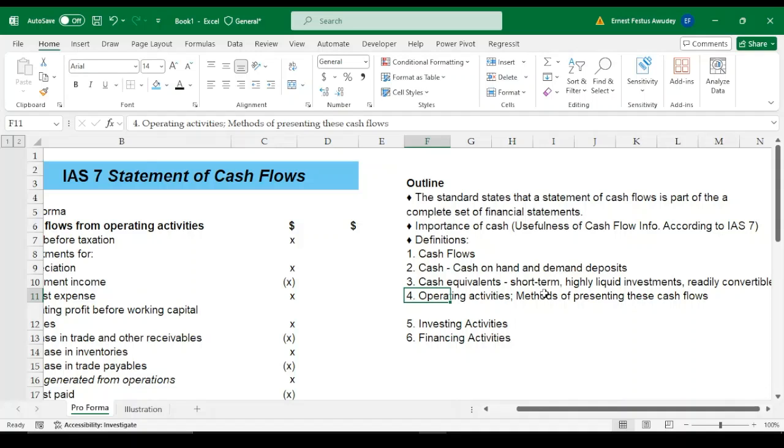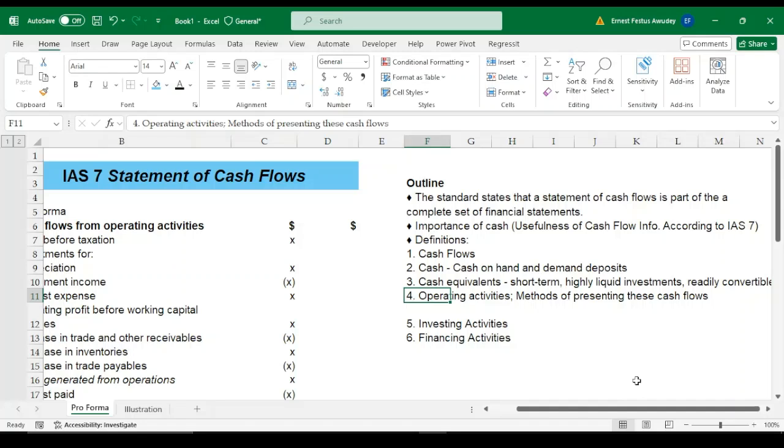When you talk about cash equivalents, that is what you are talking about. They are short-term, highly liquid investments. Highly liquid means they are easily convertible into cash. That's why you say they are readily convertible into a known amount of cash, and they are subject to insignificant risks of changes in their value. So that is cash equivalent.